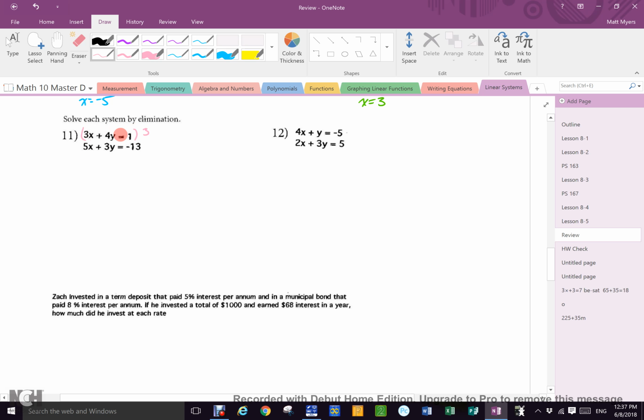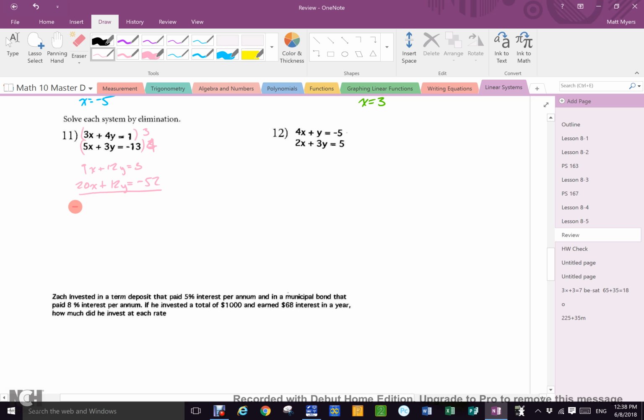So I got to multiply that by 3, and I'm going to multiply that by 4. Now normally I would multiply one of these by negative, right? So I had opposite signs, but I'm on purpose going to use subtraction because sometimes that messes you guys up. So I'm going to end up with 9x plus 12y equals 3. And I'm going to end up with 20x plus 12y equals negative 52. And then I'm going to subtract.